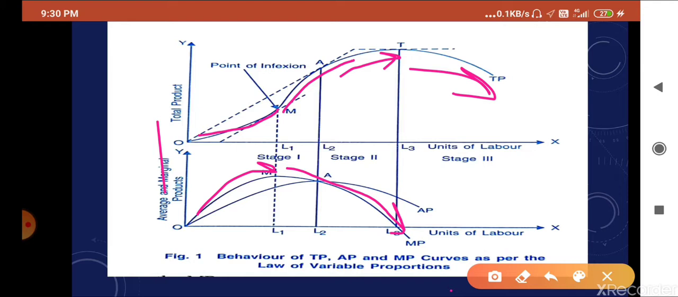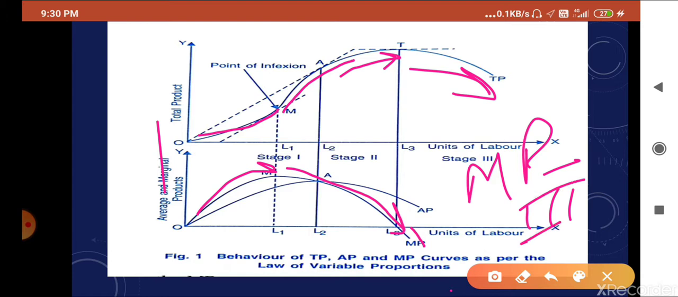After the second stage, in the third stage, you are watching that MP becomes negative. So in the second stage, it becomes 0, and afterwards it starts negative. MP will be negative in the third stage. Third stage. Why? Because TP starts declining.